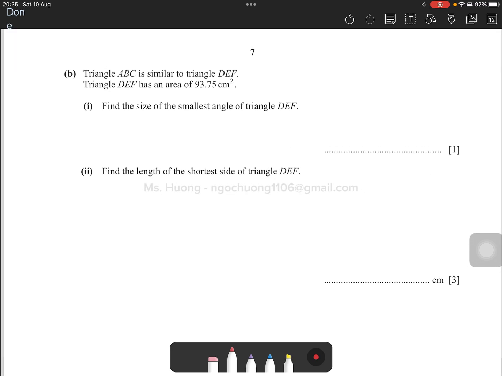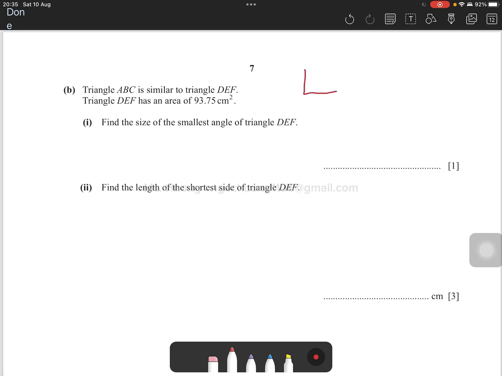B. Triangle ABC is similar to triangle DEF. Triangle DEF has an area of 93.75 square centimeters. Find the size of the smallest angle in triangle DEF.